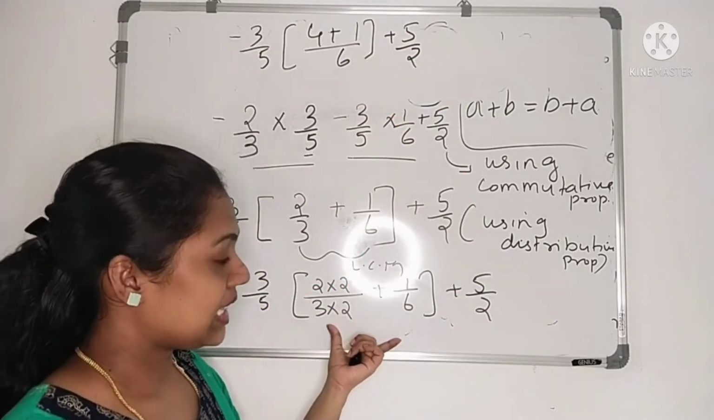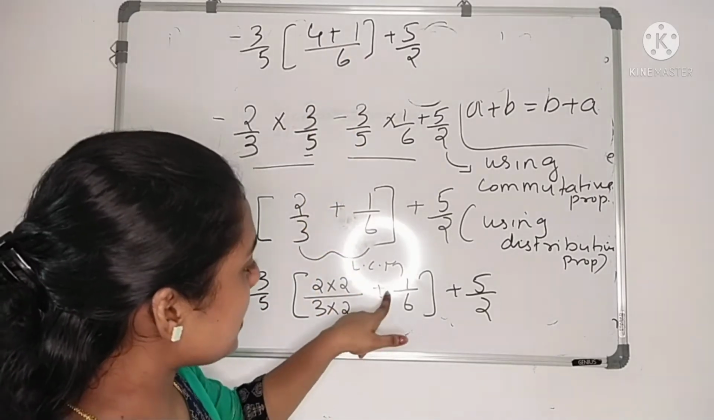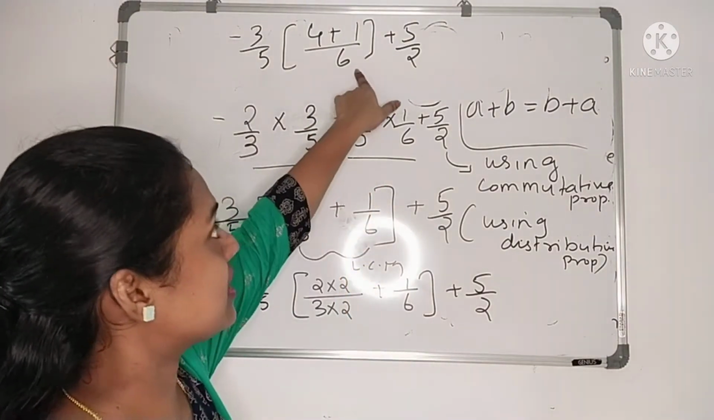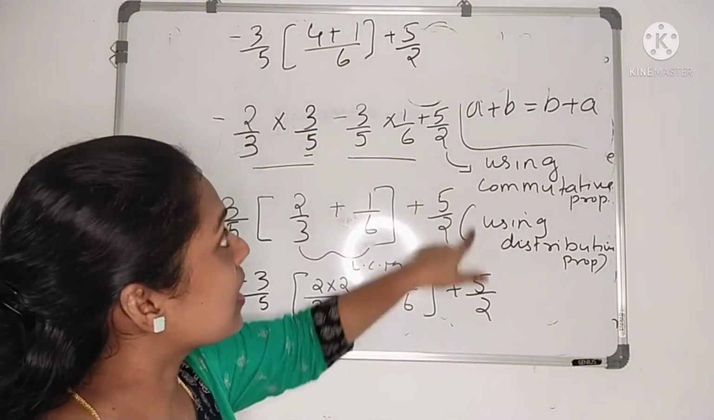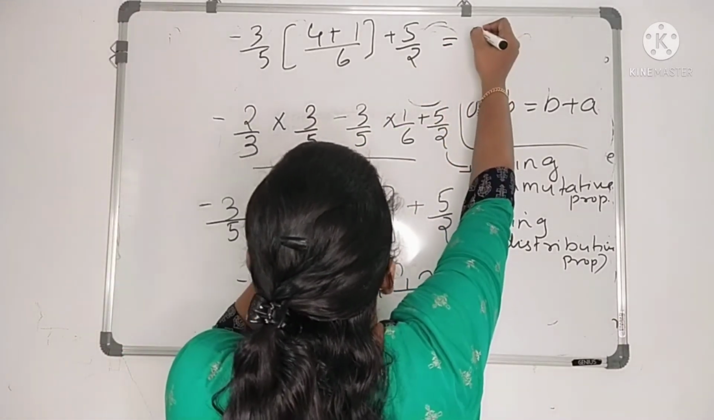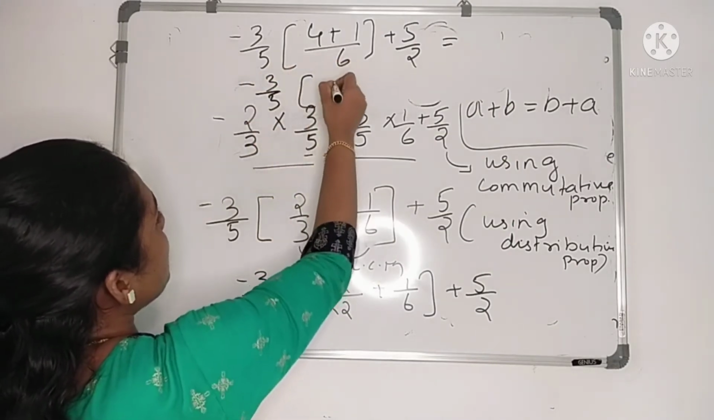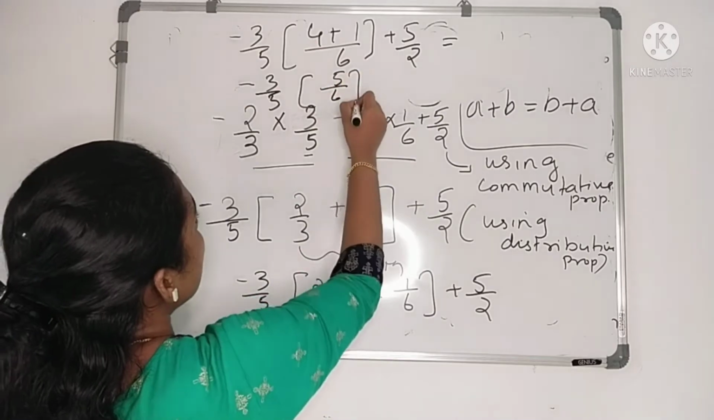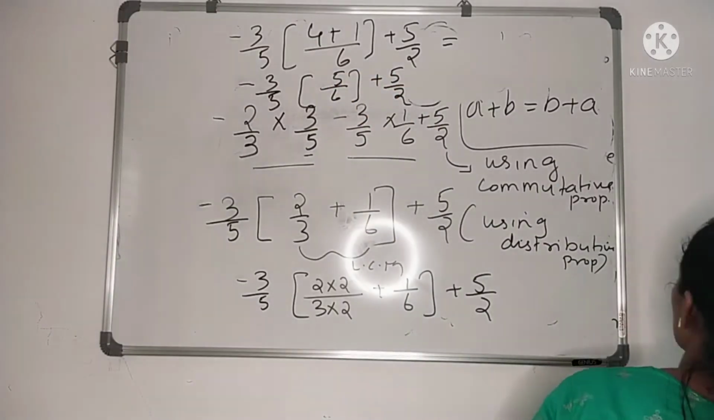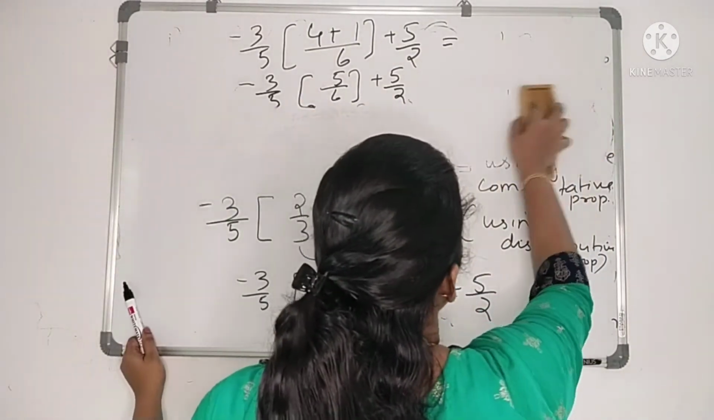So I have taken the LCM of this part. Then I have got 2 into 2, 4, plus 1. Then instead of writing 6 two times, I have written 6 as one term. Then plus 5 by 2. Now tell me, minus 3 by 5, 4 plus 1 is 5, right? So 5 by 6 plus 5 by 2. So you have got this step. I am just rubbing it.